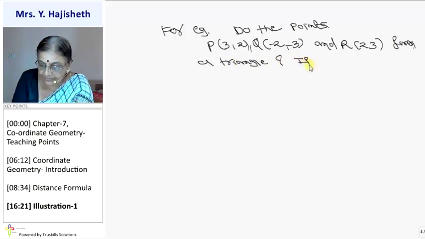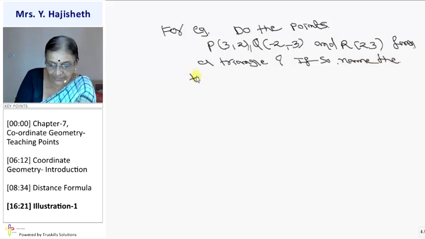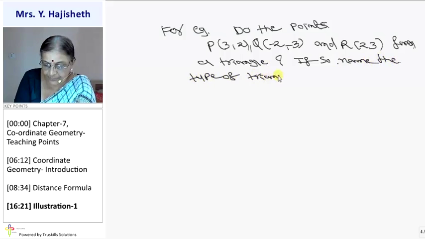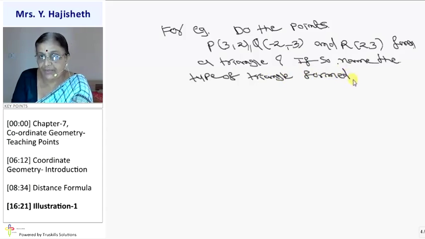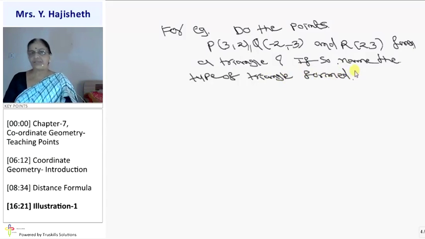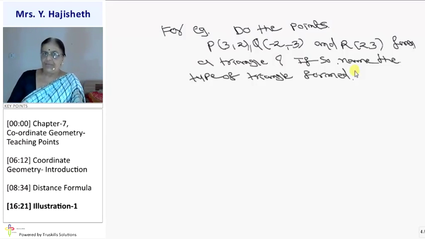And if so, name the type of triangle formed. Now for the type of triangle, I should find out the distance of all three sides. First of all, I should find out distances PQ, QR and PR. After getting the lengths of the three sides, if the sum of two sides is greater than the third side in every case, then it is a triangle.